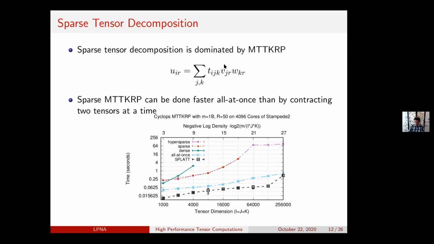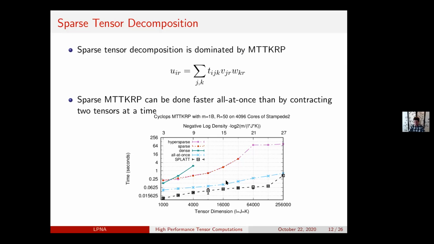For the sparse MTTKRP, namely when T is sparse and V and W are dense, which is typically the case if we're doing a tensor decomposition of a sparse tensor, it turns out that contracting these all at once is a lot faster than contracting a pair of them and then the final 2 tensors. This was to some degree surprising for us as Cyclops developers. Cyclops originally aimed to do contraction of 2 tensors at a time as efficiently as possible.